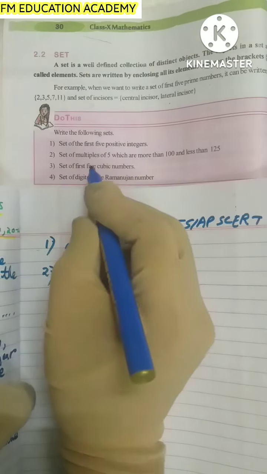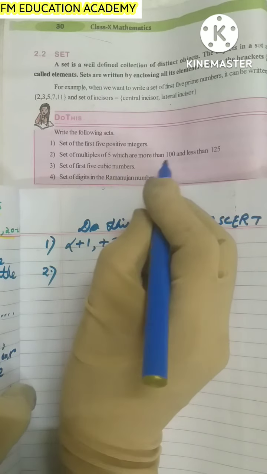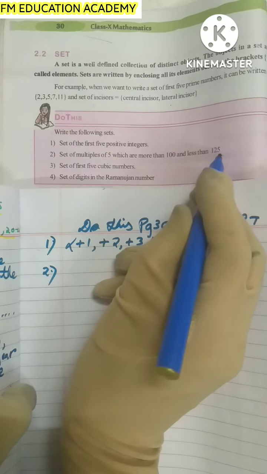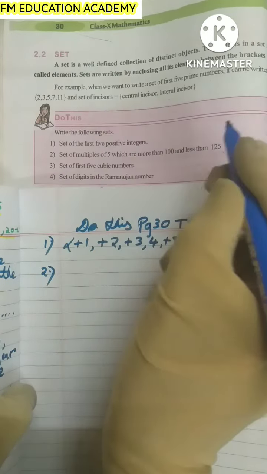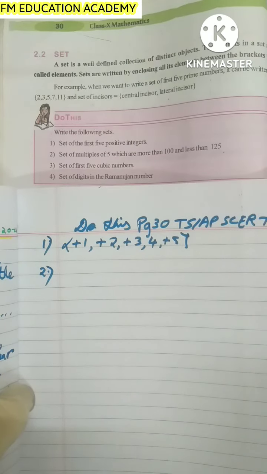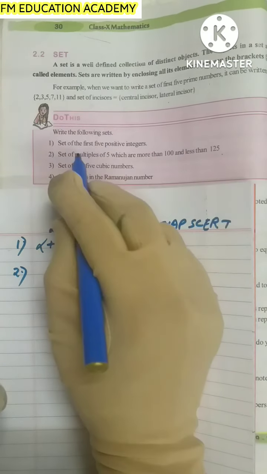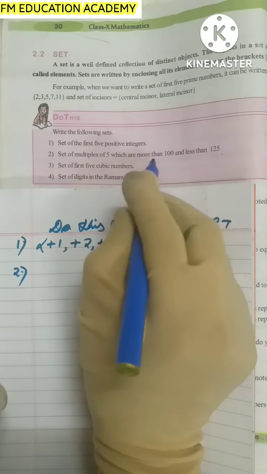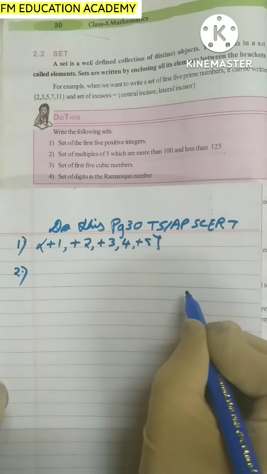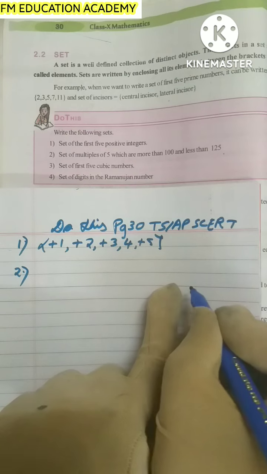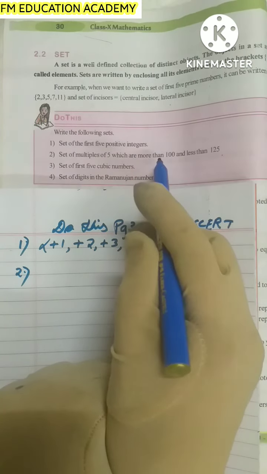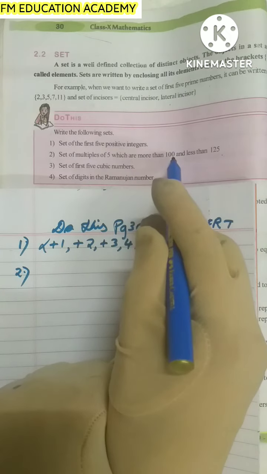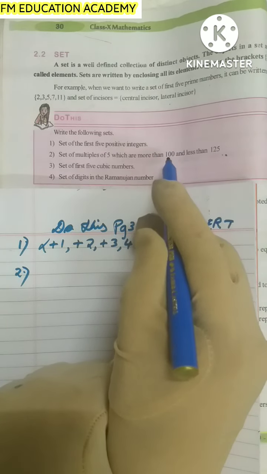Second question is the set of multiples of 5 which are more than 100 and less than 125. What is it asking? Multiples of 5. Multiples of 5 means 5 into 1, 5. 5 is a multiple. 5 into 2, 10. 10 is a multiple, like that. But here it is telling those multiples of 5 have to be more than 100. More than 100 means start from 100 should not be included because it is not telling equal to or more than 100. It is just telling more than 100 and less than 125. So it should start from 101.